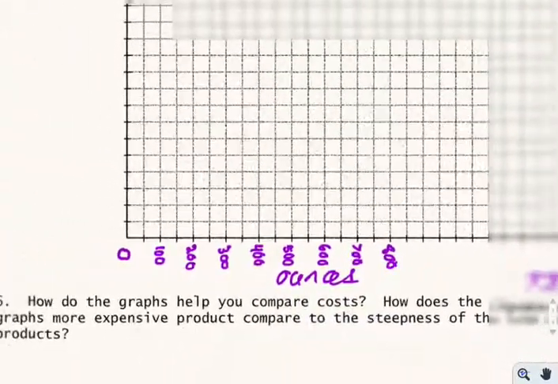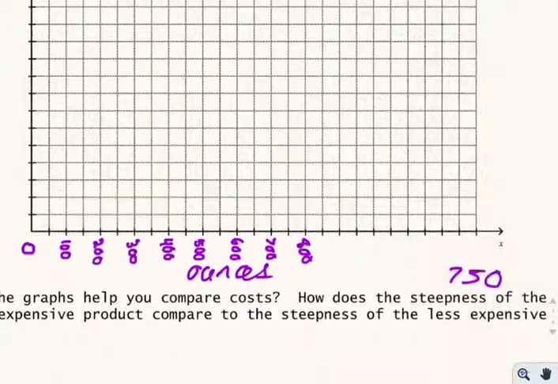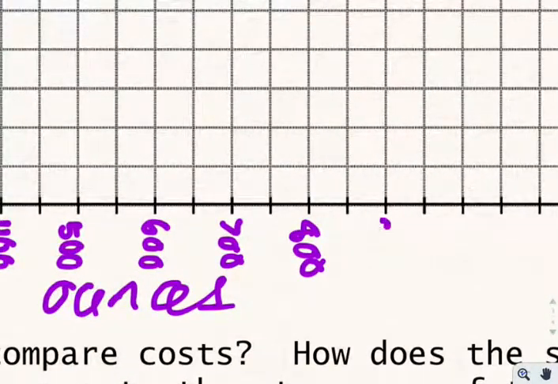Remember, I need to accommodate up to 750 ounces in my data, which means I actually need to count further than 750. So on my scale, I'm going to go all the way up to 800. I'm just going to continue to 1,000 to make it a nice even number.